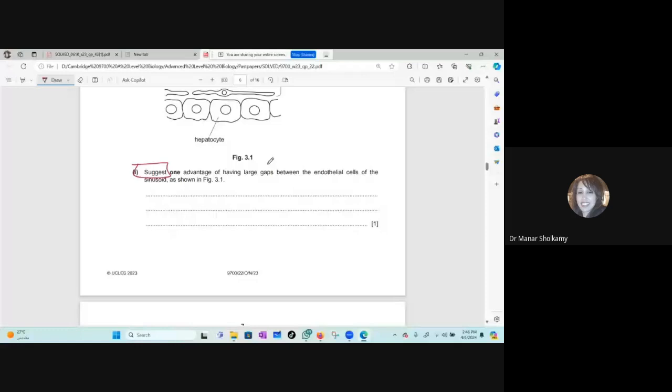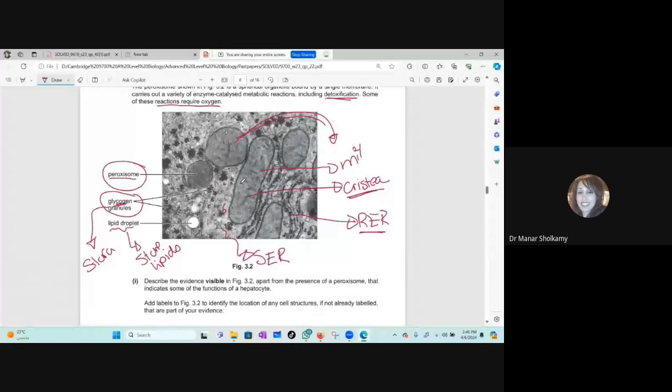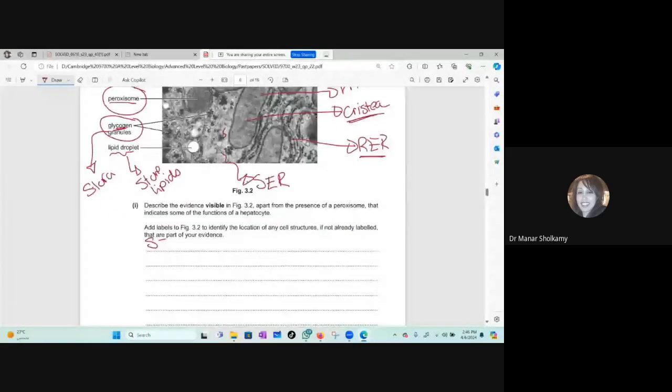It synthesizes triglycerides and plasma proteins. Adham, which organelles do you see here that will help the hepatocyte to produce triglycerides and plasma proteins? Golgi body and smooth endoplasmic reticulum. We did not say there is a Golgi body, but of course it does have one, but we don't see it in the picture. We said it has a smooth endoplasmic reticulum. Yes, and we said it has a rough endoplasmic reticulum.